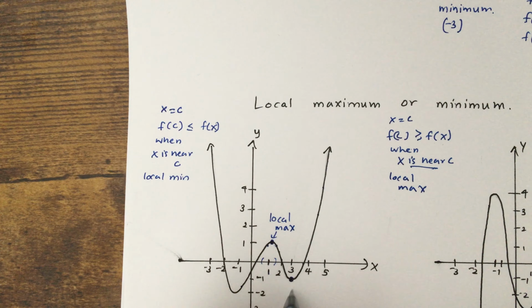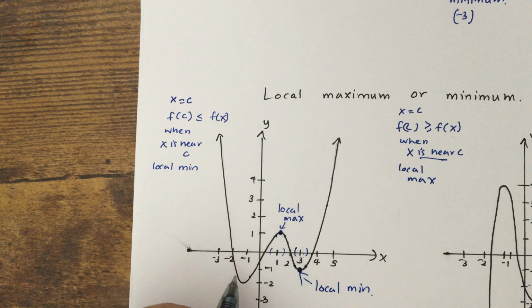minimum, right? So this can be a local minimum, because if you consider a small area around 3, then the y value at this point is greater than -1, and also here the y value is greater than this point, -1, right? So this one is a local minimum. Okay, so what about this one?